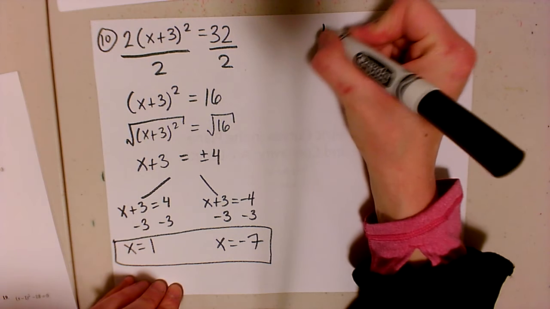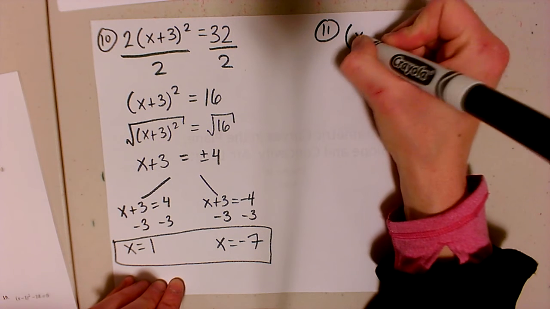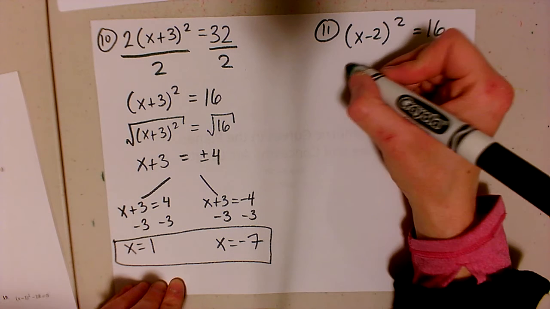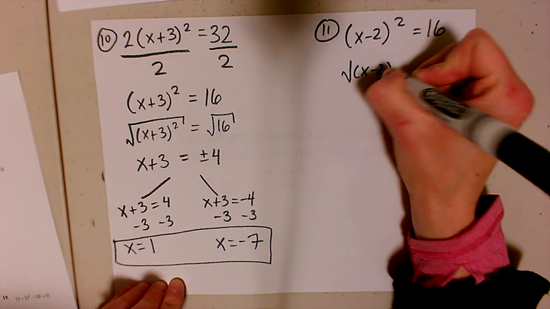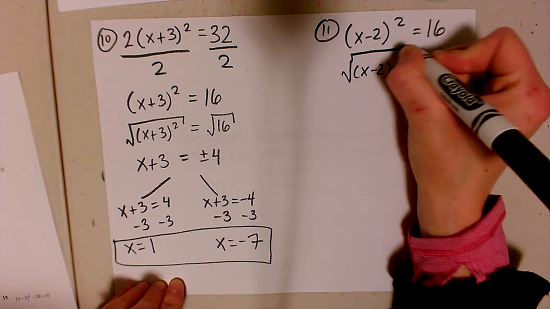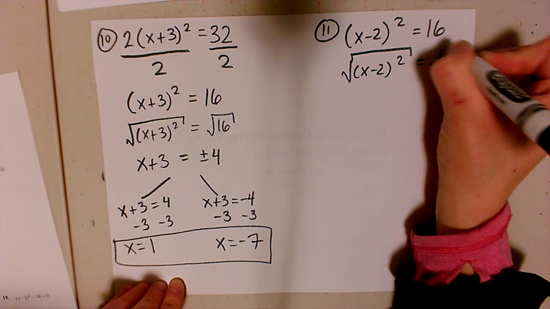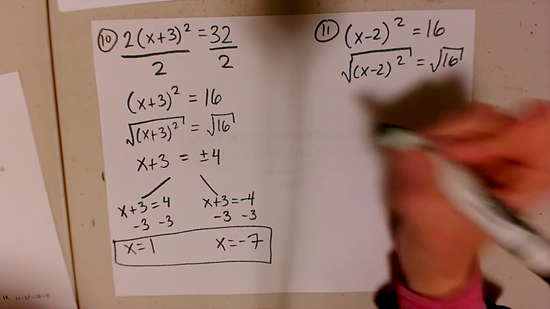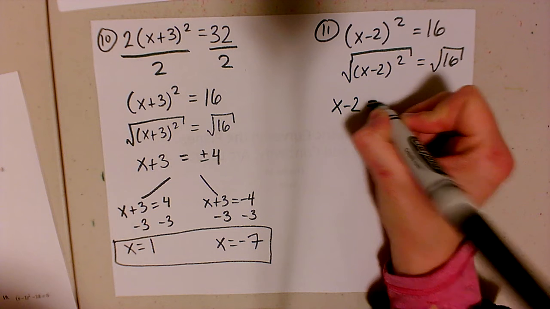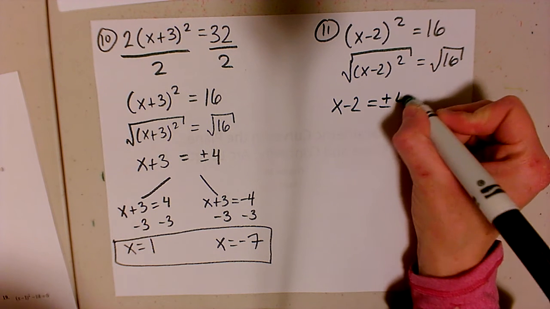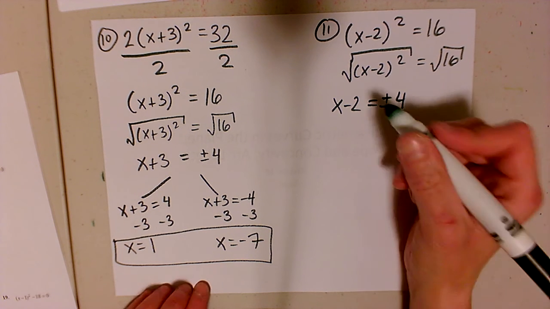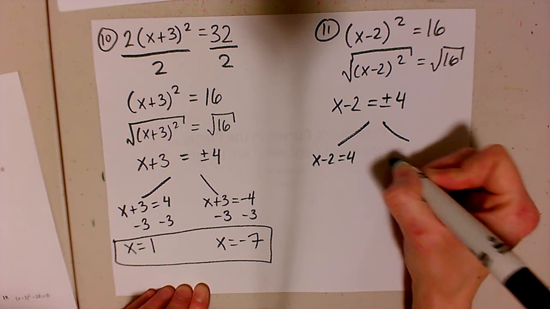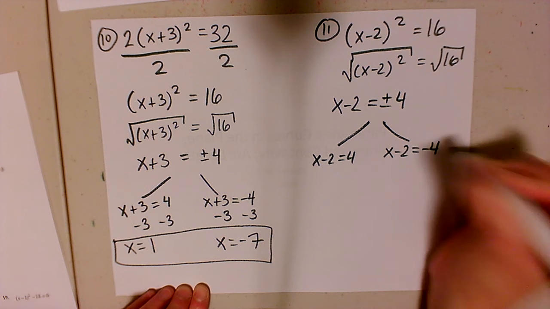So for number 11, we're going to have x minus 2, the whole thing squared, is 16. So we'll go ahead and take the square root of both sides. So the square root of x minus 2 squared, well, square root of a square just gets rid of it. So it's just going to be x minus 2, and the square root of 16 is plus or minus 4. So now we have to write two equations from that. So I'll have x minus 2 is a positive 4, and then x minus 2 is a negative 4.